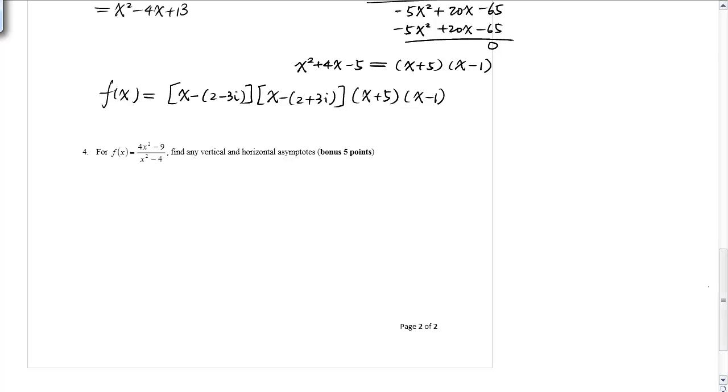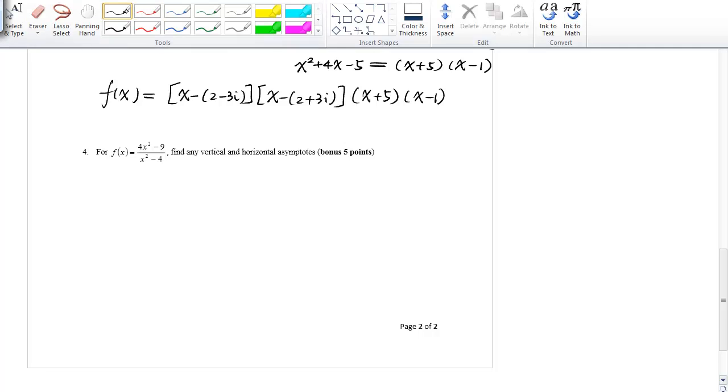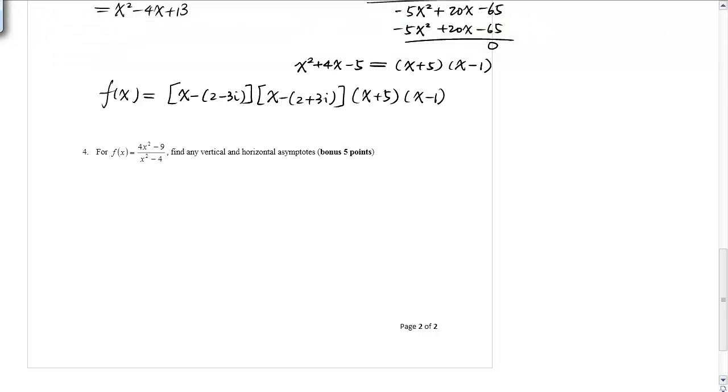Last bonus problem. For this rational function, we need to find any vertical and horizontal asymptotes. Rational functions have numerator and denominator functions, both of which are polynomial functions. For this rational function, the domain is determined by the zeros of the denominator function, because if we set x squared minus 4 equal to 0, then x equals either positive 2 or negative 2. These two need to be excluded from the domain. Therefore, the domain is x cannot be positive 2 and x cannot be negative 2, because these are the values that will make the denominator 0.